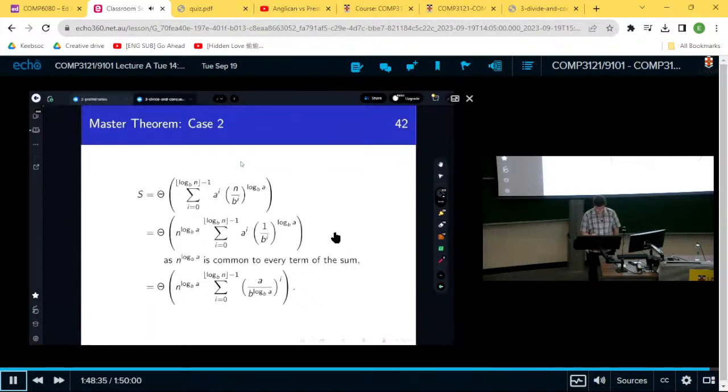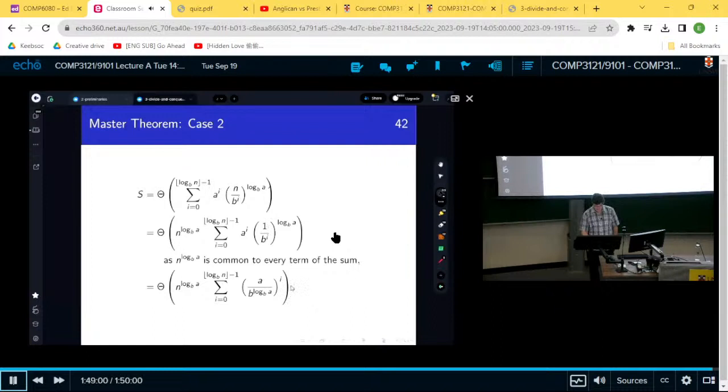Okay, so this n to the power log b of a occurs everywhere, and it doesn't depend on i, so I can just take it out of the sum and put it in front. And then this n here gets replaced by 1. And what's the next step?